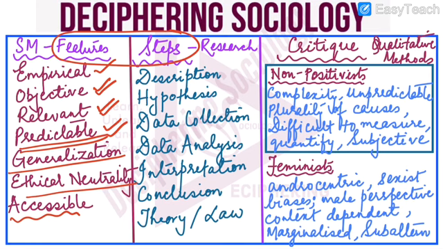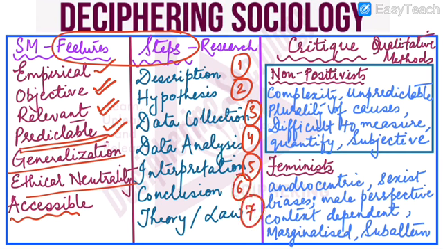Now, what about the steps? Steps are different. It means how we conduct a sociological research. First, I describe the phenomenon, then I form a hypothesis, I collect data, I analyze the data, I interpret it, I form a conclusion, and then perhaps lastly a generalization, which is theory or law. The names of the steps would differ from one source to another, but roughly these are the steps that you should write. You should never write the steps in the features.